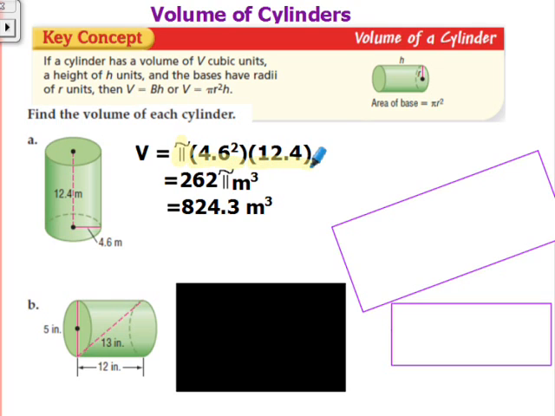A lot of times on the SOL or on tests or quizzes, you may be allowed to leave it in terms of pi, for 262 pi, or you may be asked to round. For example, this one is rounded to the nearest tenth.